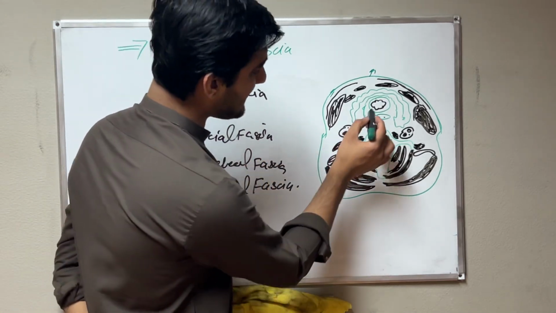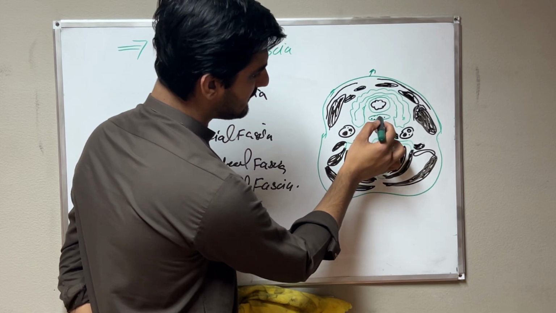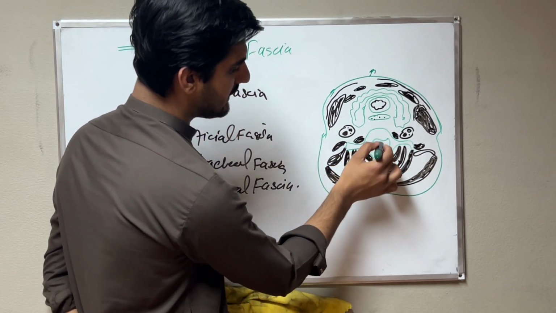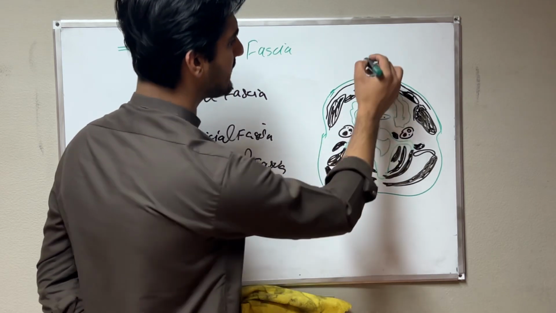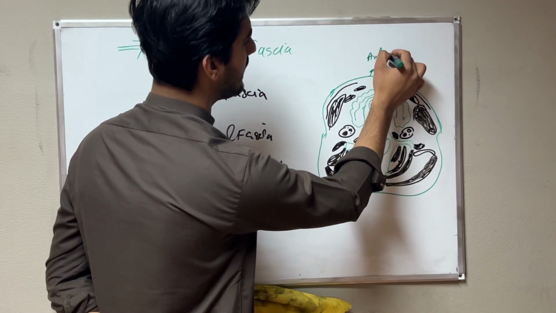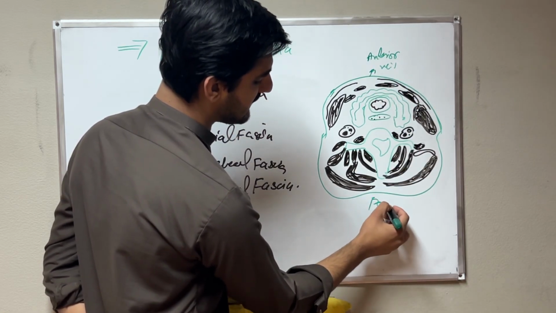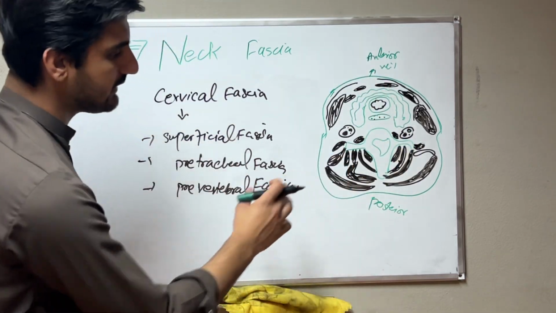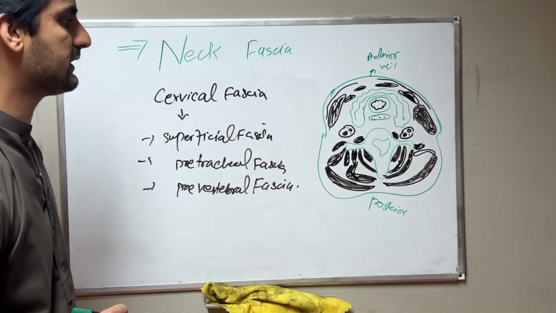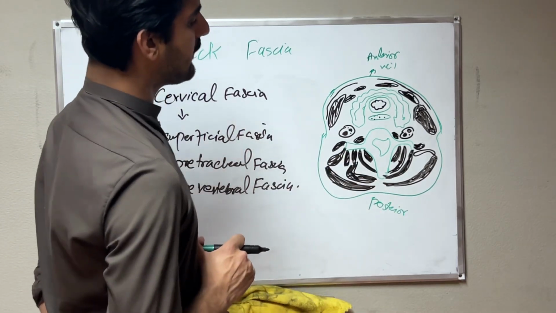Here this is the trachea, and this is the esophagus. And here we have the vertebra, the cervical vertebra. This is the anterior side, and this is the posterior side, because here the trachea is anterior and the vertebra is posterior. Now the spinous process.